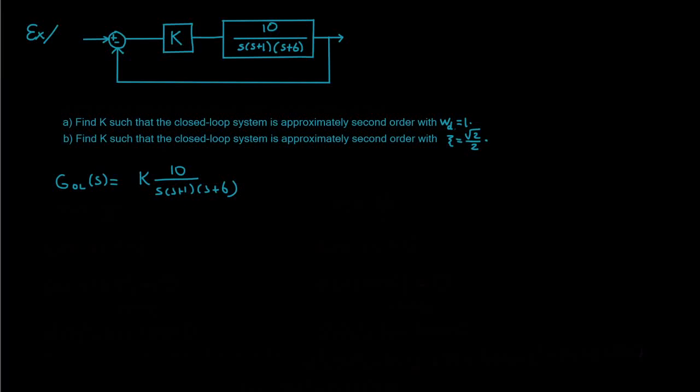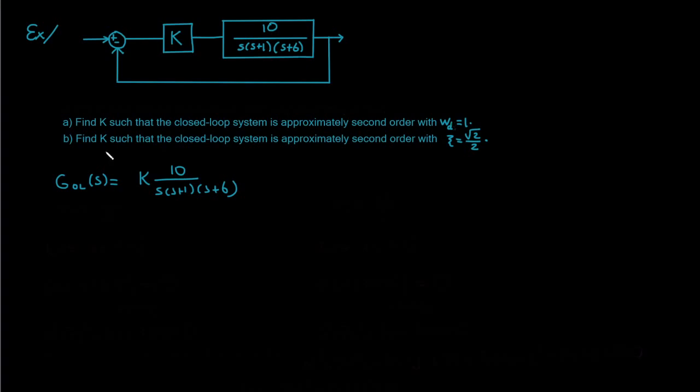Alright, so today we'll be considering the following example, which is pretty much the very last example in the root locus topic. Consider the following feedback system where we have a proportional controller K used to control the plant 10 over s times (s plus 1)(s plus 6). In part A, we would like to find the K value such that the closed-loop system is approximately second order with omega d equal to 1, which is the damped natural frequency.